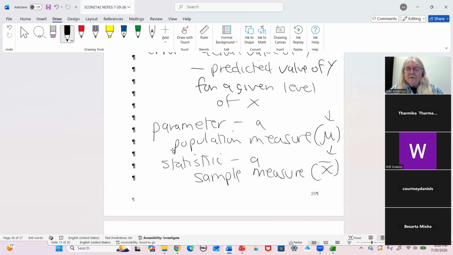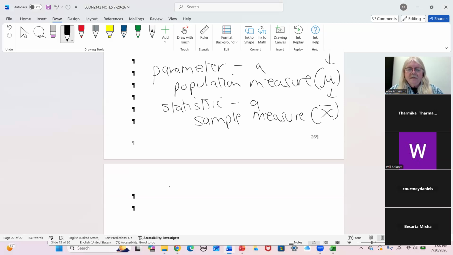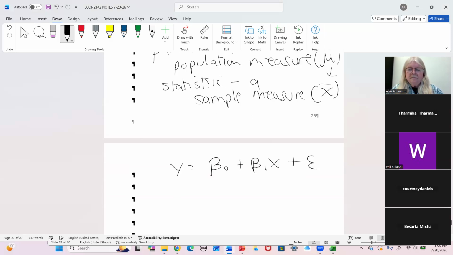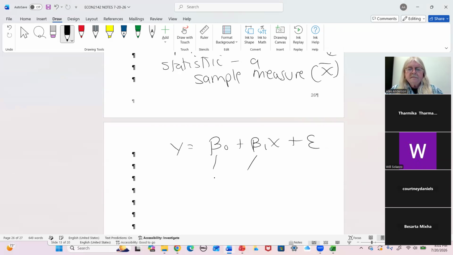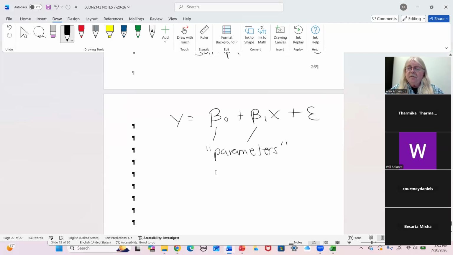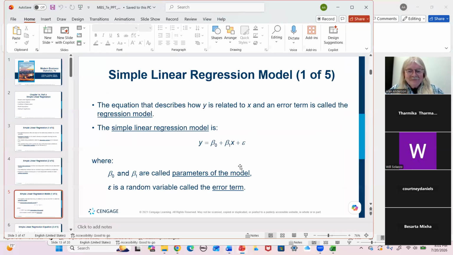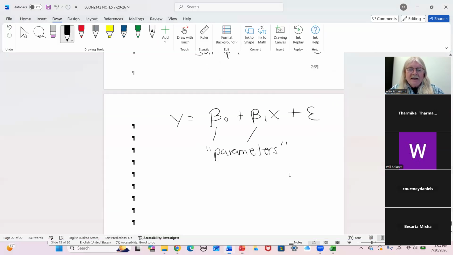And because these are Greek letters, what they're referring to is this equation, which we don't know, but we will estimate them from our data. And of course, error, that's our error term.